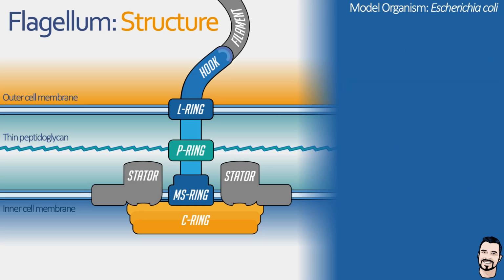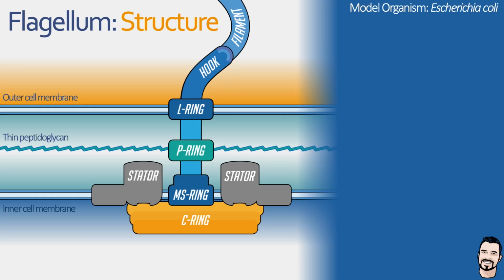Okay, so when we think of the flagellum, we naturally picture the filament as it's the most visible part of the bacterial flagellum. This is because despite being only 10 to 20 nanometers in diameter, the filament can reach lengths of around 10 to 20 micrometers, so 5 to 10 times the length of the bacterial cell itself.